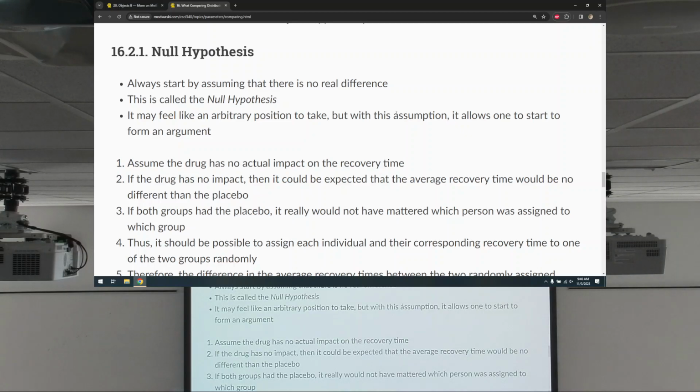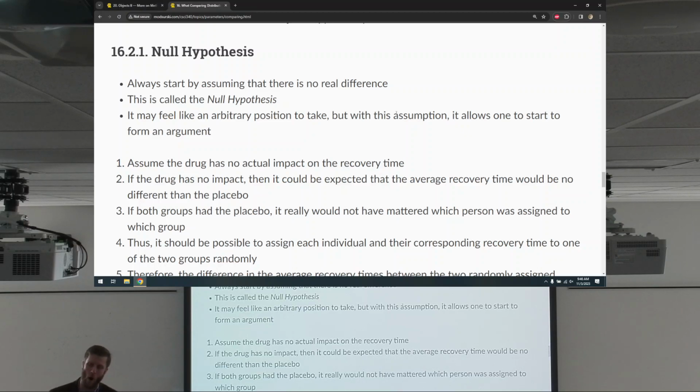If there's no difference, then I could redo this whole experiment again in 2 seconds by just saying, that person and their corresponding recovery time that was in this group, pretend they were in that group. Basically, you take each person and their corresponding recovery time, shuffle them, and split them into 50-50. I don't care what group they were originally in. It doesn't matter. Again, there's no difference between the groups, right? The null hypothesis. So I just arbitrarily shuffle them.